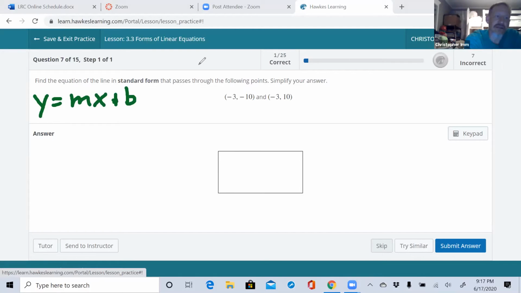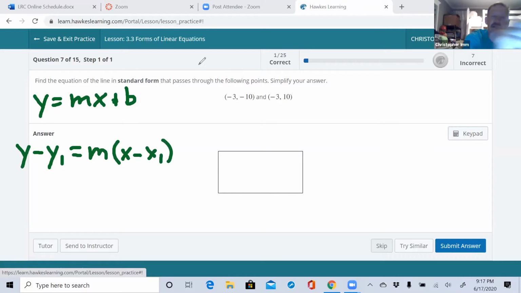Another good equation to work with is called the point-slope form. And that would be y minus y1 is equal to the slope times the quantity x minus x1. Now this point-slope formula works really well when you're given a point, which we are here. We're actually given 2 points, and we can find a slope really easily. So I can use that point-slope formula to find the equation of the line.